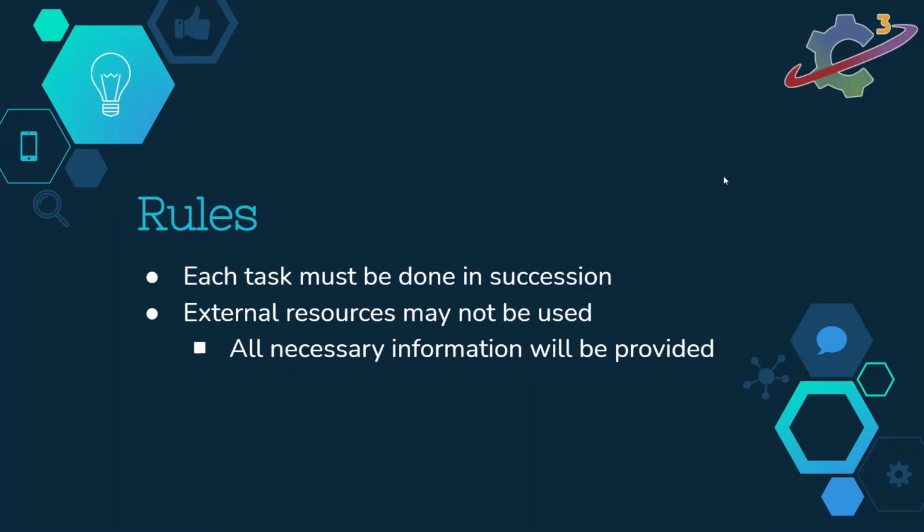So what exactly are the rules? The rules consist of two major points, one being that each task must be done in succession. So that means the first task, let's say it was the footprint analysis, will come before the DNA analysis, and you must do it in that order. The second rule states that external resources may not be used. That means all the materials that are on the list must be the ones that you use in this competition. All necessary information will also be provided.